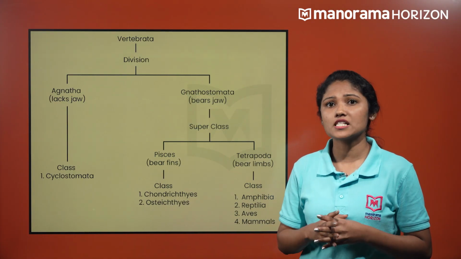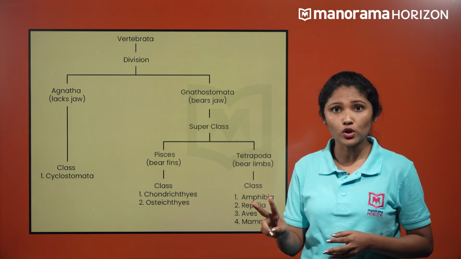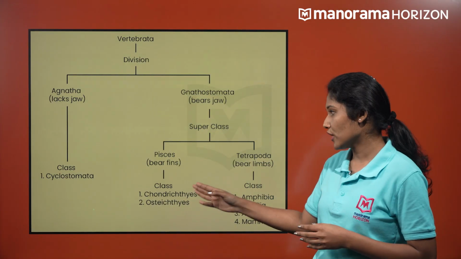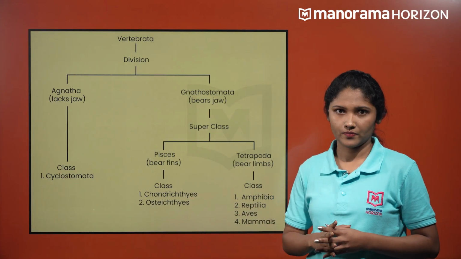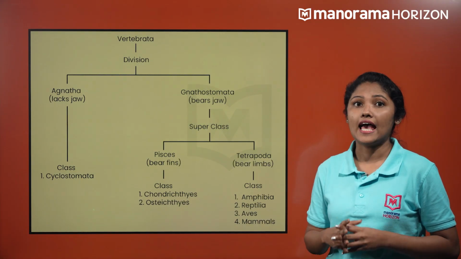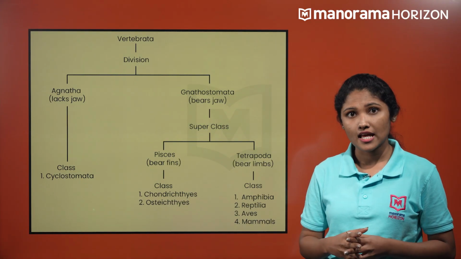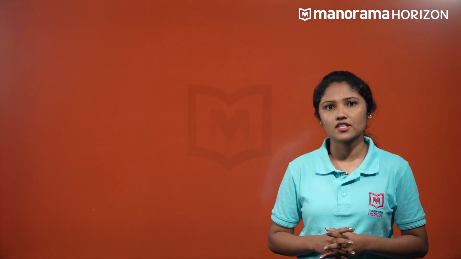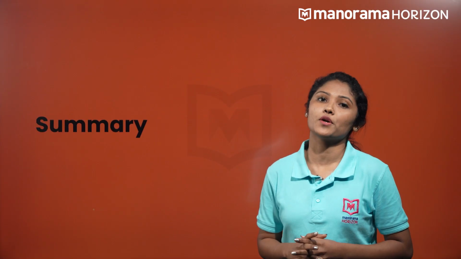The superclass Pisces consists of two classes. They bear fins, namely Chondrichthyes and Osteichthyes. Classes Amphibia, Reptilia, Aves and Mammalia have limbs and are included in the superclass Tetrapoda. Let's discuss the characteristics of different classes of subphylum Vertebrata in the upcoming sessions. Now it's time to recall what we have learned.